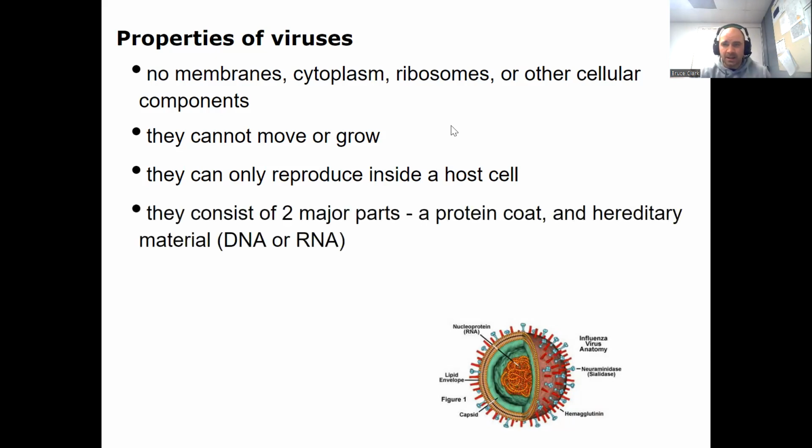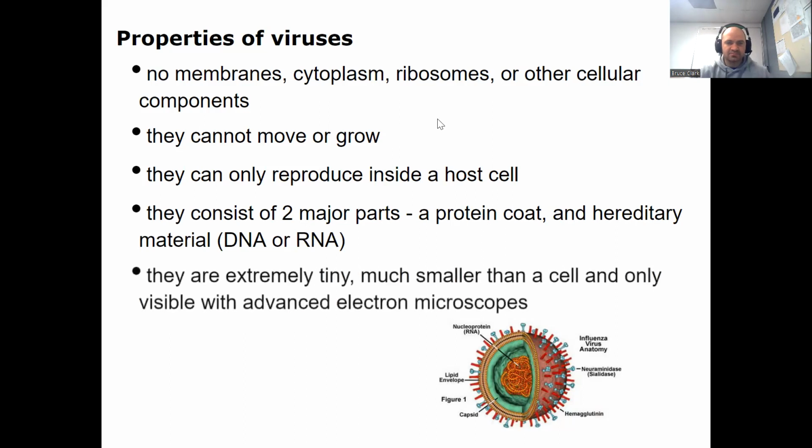Really, what are they then? They consist of two major parts. They have a protein coat, and then they have either DNA or RNA inside that protein coat. All right. So if you look at the picture below, there's some kind of a shell around there, or an envelope, and then they have DNA or RNA inside there. And once again, they are extremely small, much smaller than a cell, much smaller than bacteria cells. In fact, there's viruses that attack bacteria cells. We'll see those. And we can just barely see them with the most advanced electron microscopes.